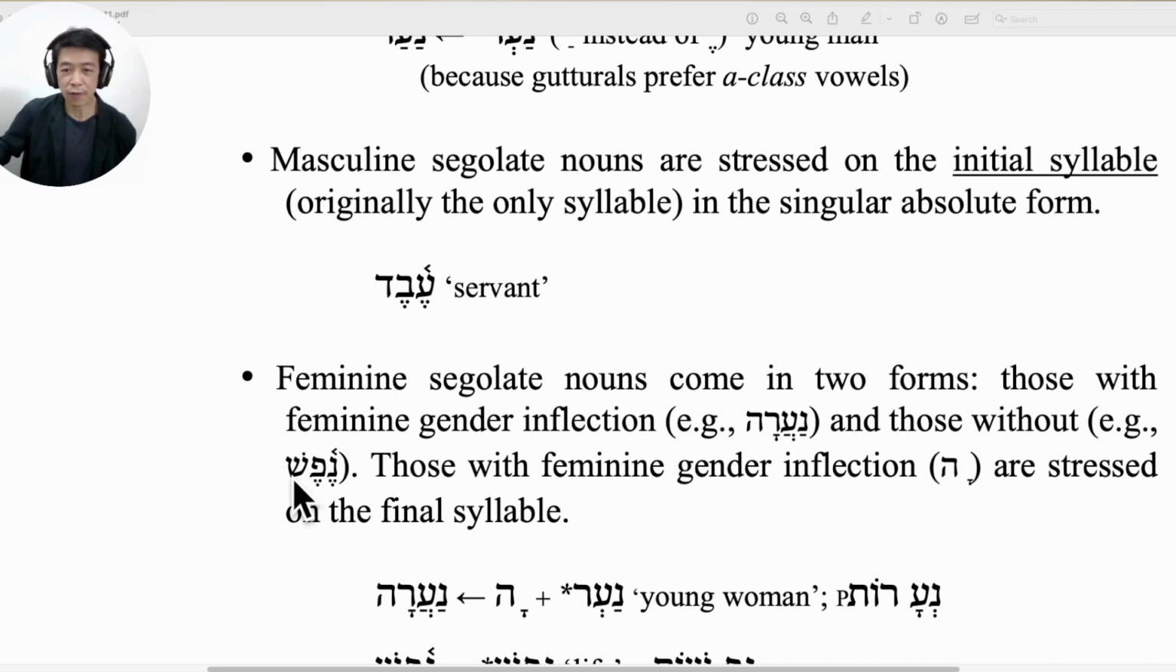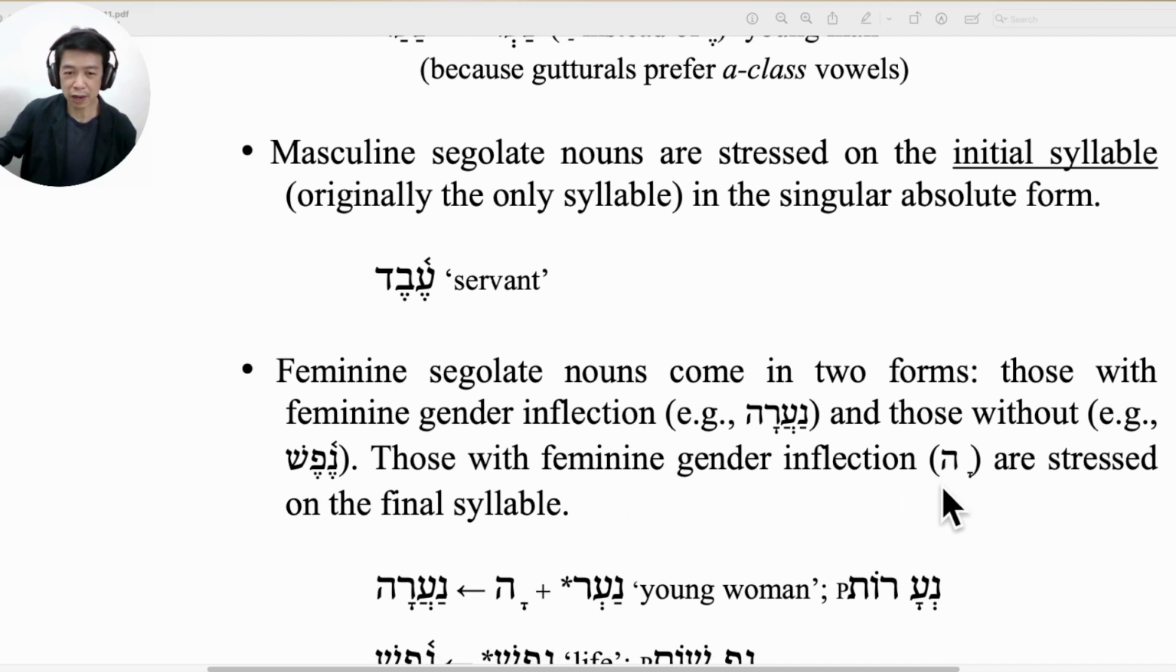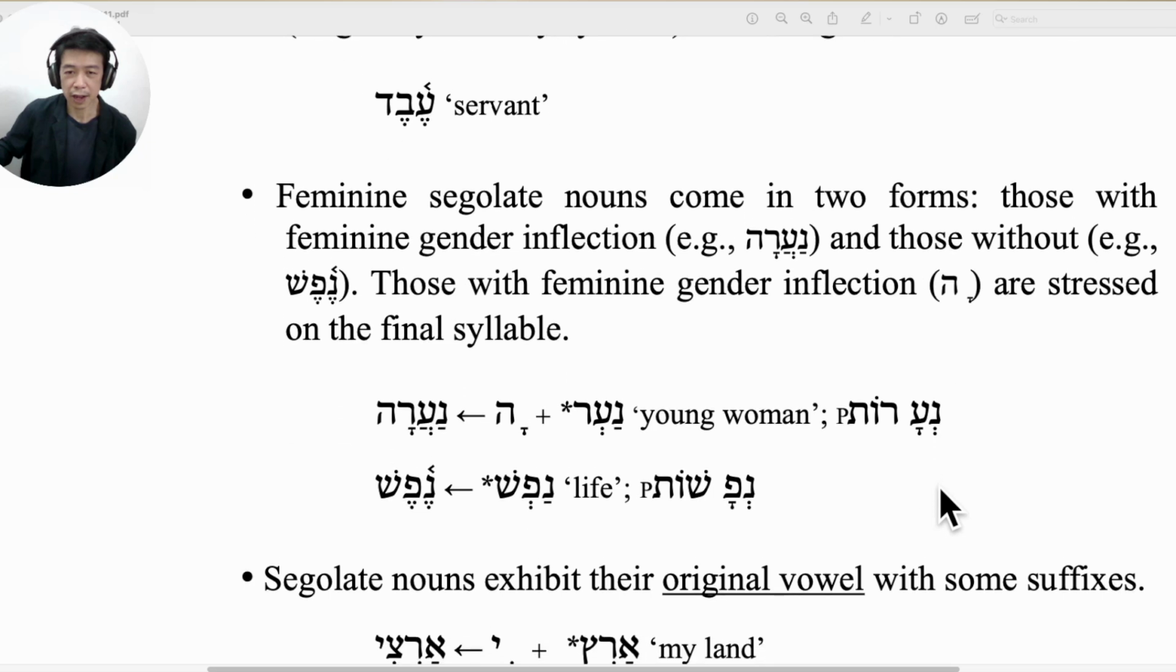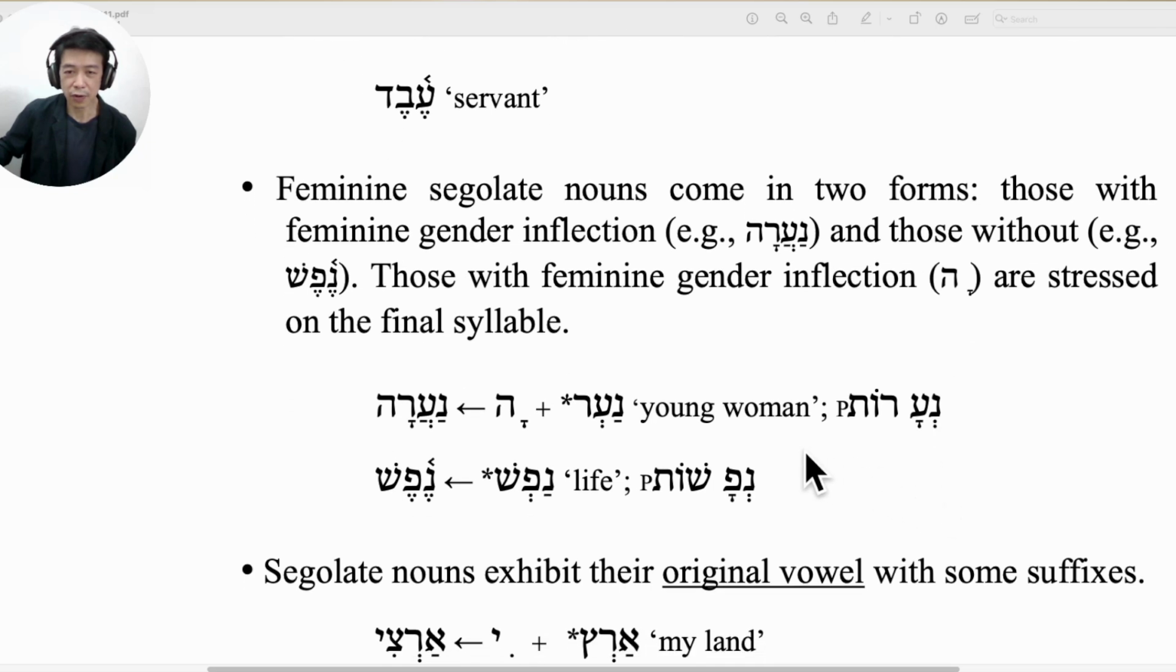Those with feminine gender inflection with a kamets hey are stressed on the final syllable, like so. For instance, for young woman, it will become na'ara in singular form. In plural form, it will become ne'arot.